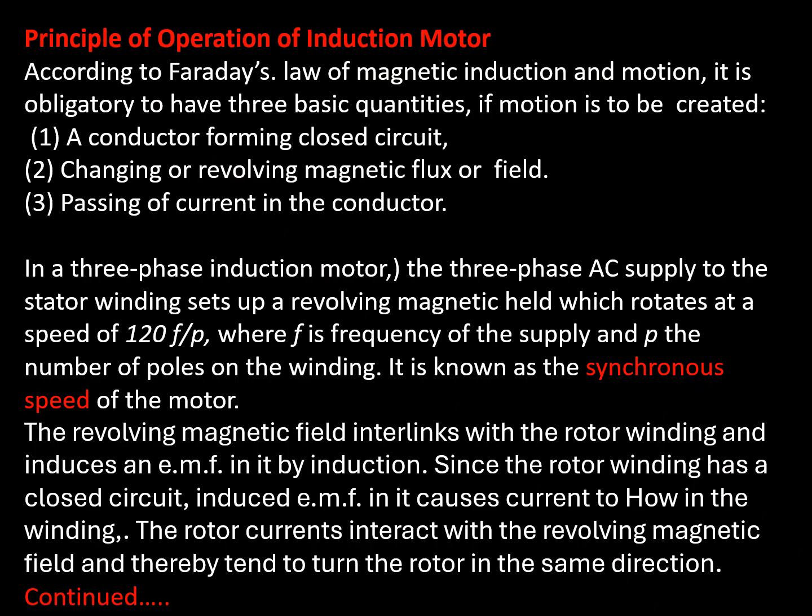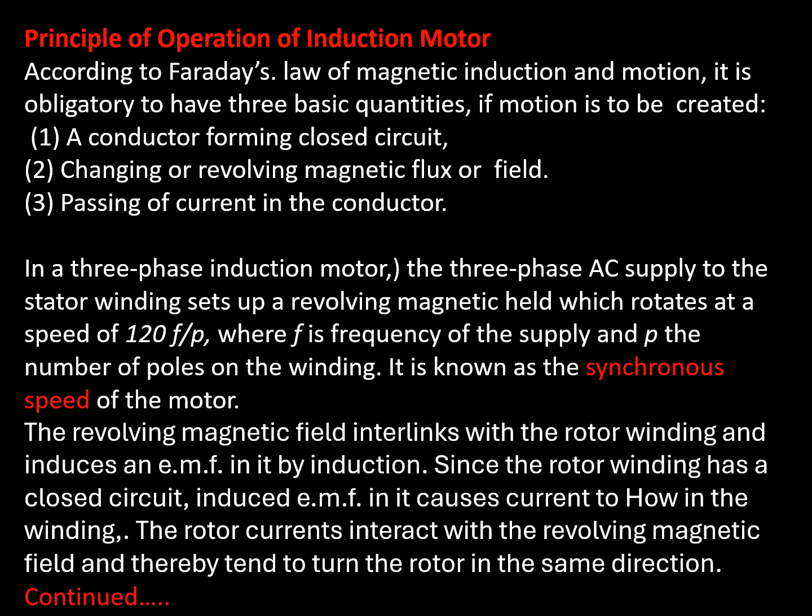In the three-phase induction motor, the three-phase AC supply to the stator winding sets up a revolving magnetic field which rotates at a speed of 120 multiplied by frequency divided by poles, that is Ns = 120 f / P, where f is the frequency of the supply, and P is the number of poles on the magnetic winding. It is known as the synchronous speed of the motor.